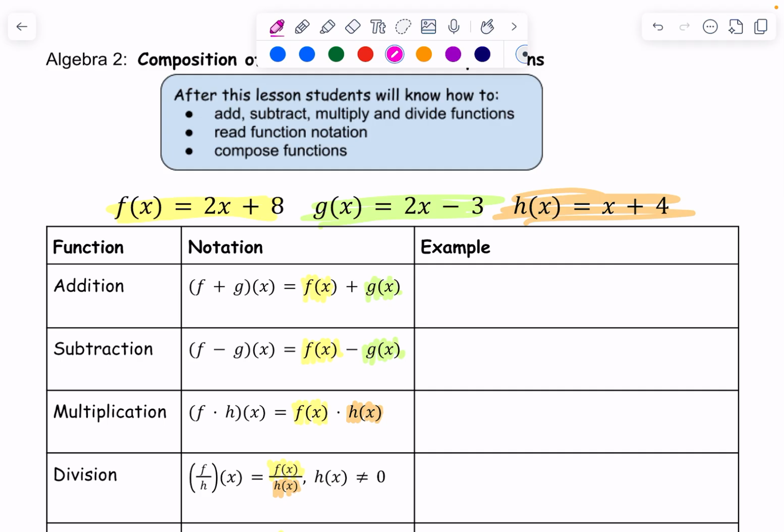So the function notation for addition could either look like this or it could look like this. It's really important that you recognize that those are the same. So if I was going to do this problem, I would take my f of x, 2x plus 8, and I would add my g of x, 2x minus 3. Now, when I have an addition sign between parentheses, I can just drop the parentheses, okay? So now we're just going to add like terms. 2x and 2x will give me 4x, and 8 and negative 3 will give me 5. So this would be equal to 4x plus 5.